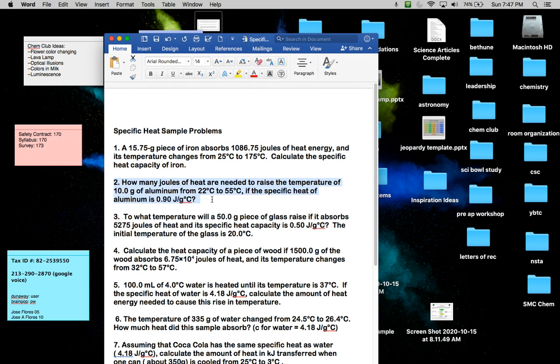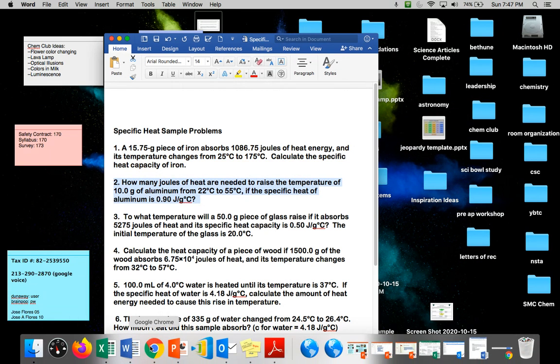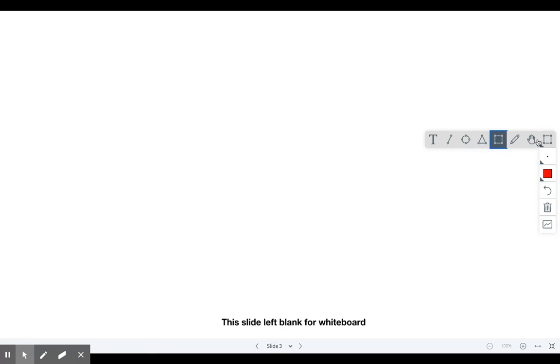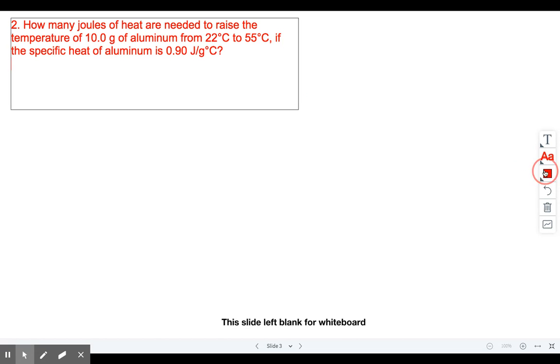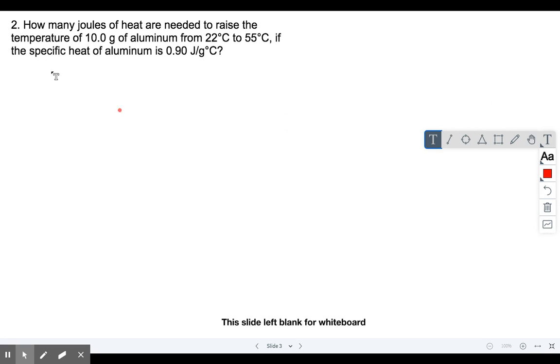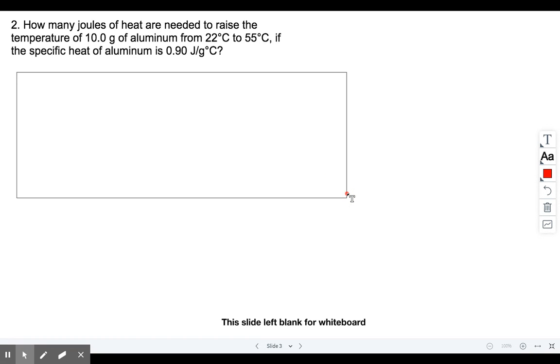So how many joules of heat are needed to raise the temperature of 10 grams of aluminum from 22 degrees Celsius to 55 degrees Celsius if the specific heat of aluminum is 0.90 joules per gram Celsius? Okay, so first thing I need to do, I need to write my equation. So Q equals n times C times delta T.